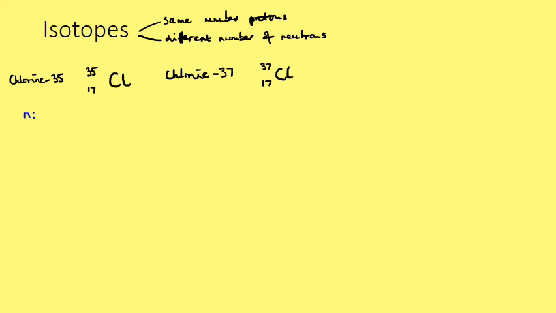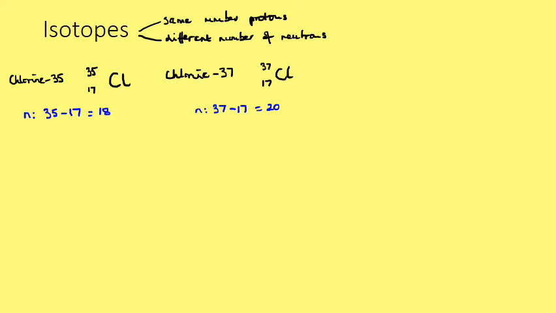The number of neutrons is going to be 35, which is neutrons plus protons, minus 17 protons, which will leave you the number of neutrons. So the number of neutrons for chlorine-35 is 18 neutrons. If we do the same thing for chlorine-37, the mass number this time is 37, and if we subtract the same 17 protons, that's going to give us 20 neutrons. So it's got 20 neutrons in chlorine-37 and 18 neutrons in chlorine-35.